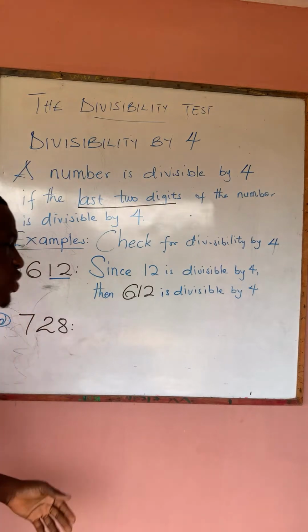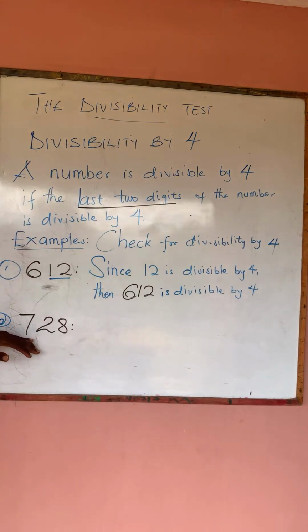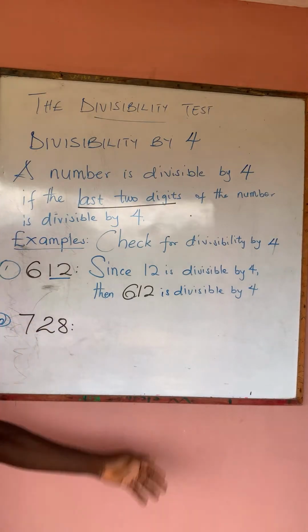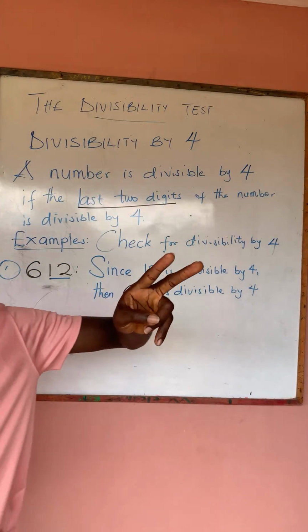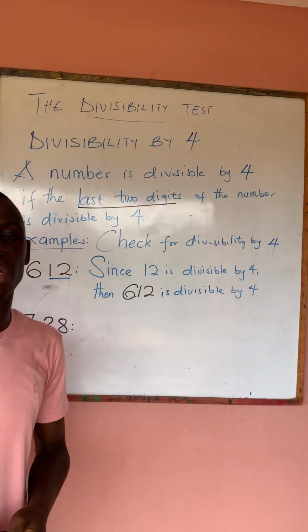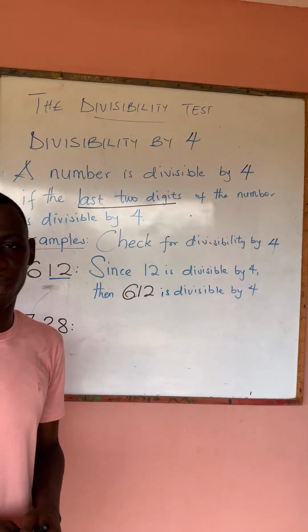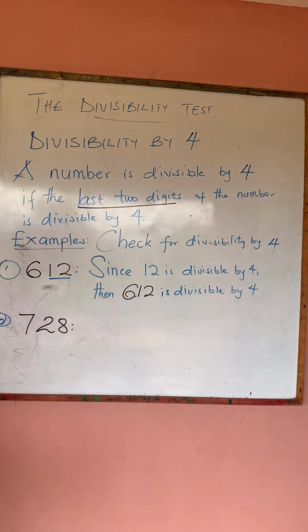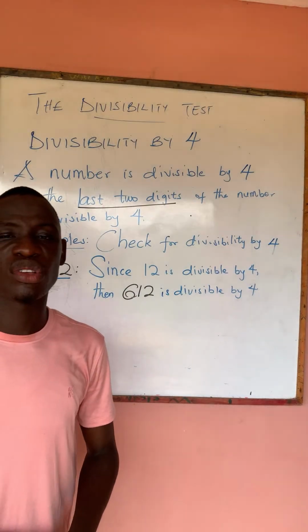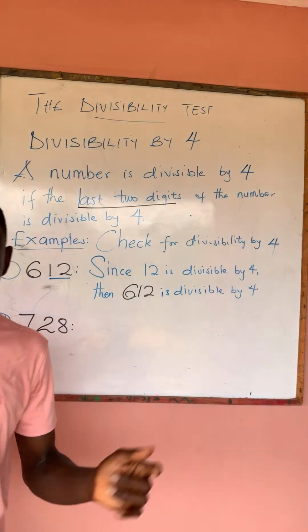Alright. Let's try the second example: check whether 728 is divisible by 4. Just apply the rule. Look for the last two digits. If it is divisible by 4, then you can conclude that the number is divisible by 4. If it is not divisible by 4, you conclude that it's not divisible by 4. Okay? So let's get to work.